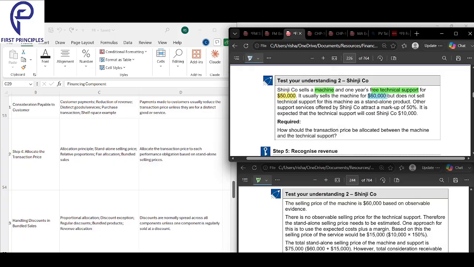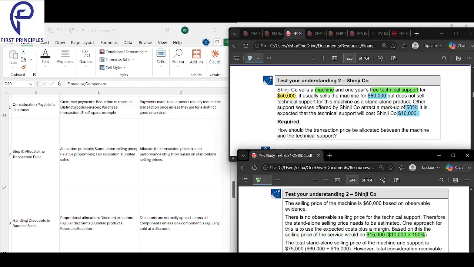Okay, the standalone price of the machine is 60,000, but Shinji does not sell the technical support as a standalone product. Other support services offered by Shinji attract a markup of 50%. And it's expected that the technical support will cost Shinji 10,000. So what is the standalone price of the technical support? Technically, it should be 15,000. Why? Because of the 50% markup. If the cost is 10, the selling price will be 15. So the standalone selling price is 15, and the standalone price of the machine is 60.